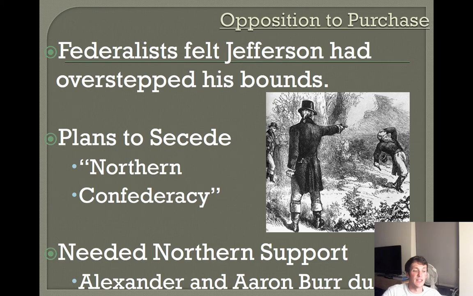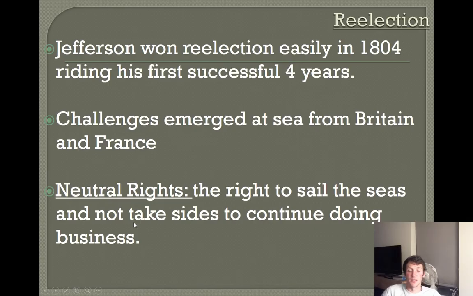And you're going to ultimately get this duel as well between Alexander Hamilton and Aaron Burr. It's going to be a big moment, right, where Alexander Hamilton is killed by Aaron Burr, who happens to be the sitting vice president, in this duel. So Jefferson's going to win re-election pretty easily in 1804, and there are going to be new challenges emerging, right?